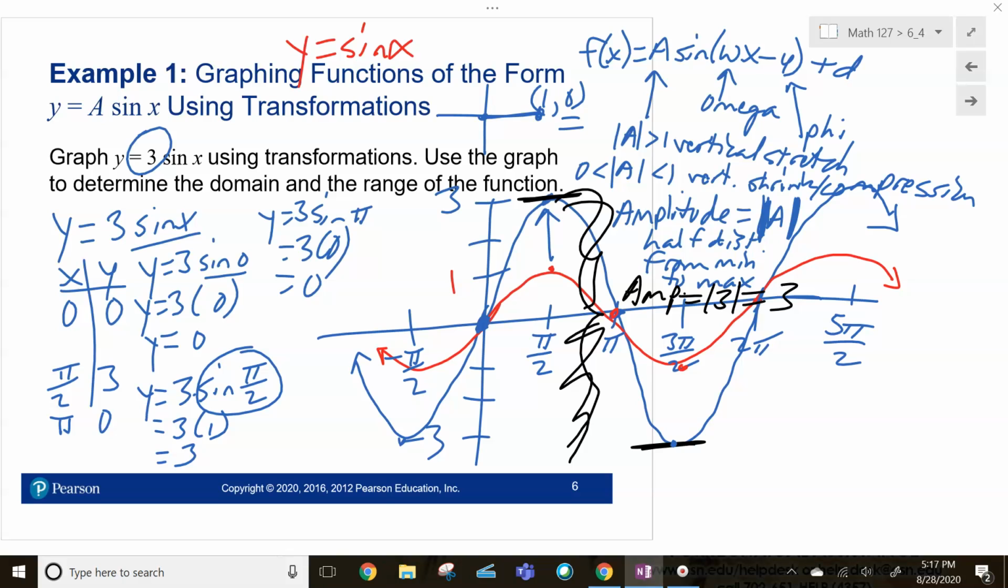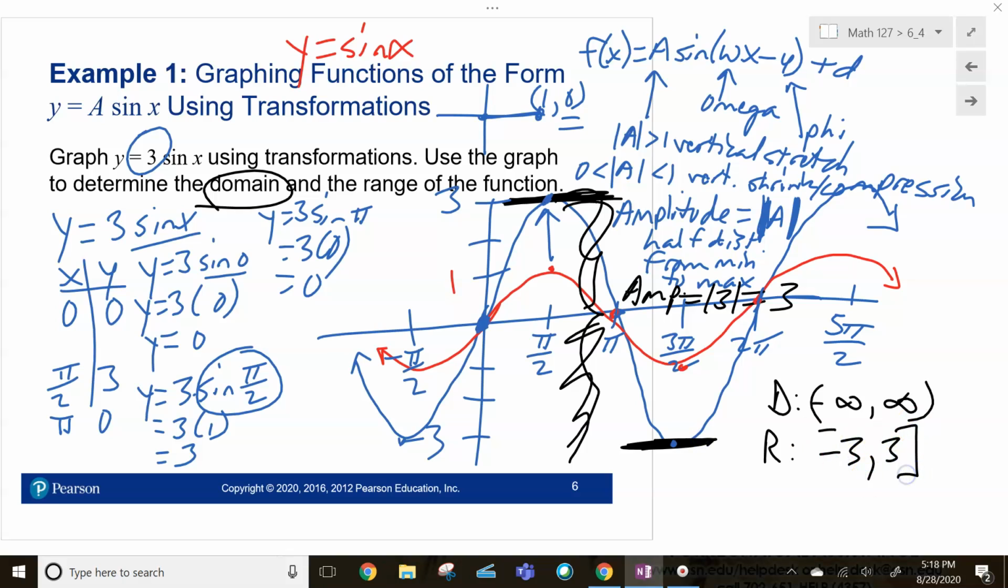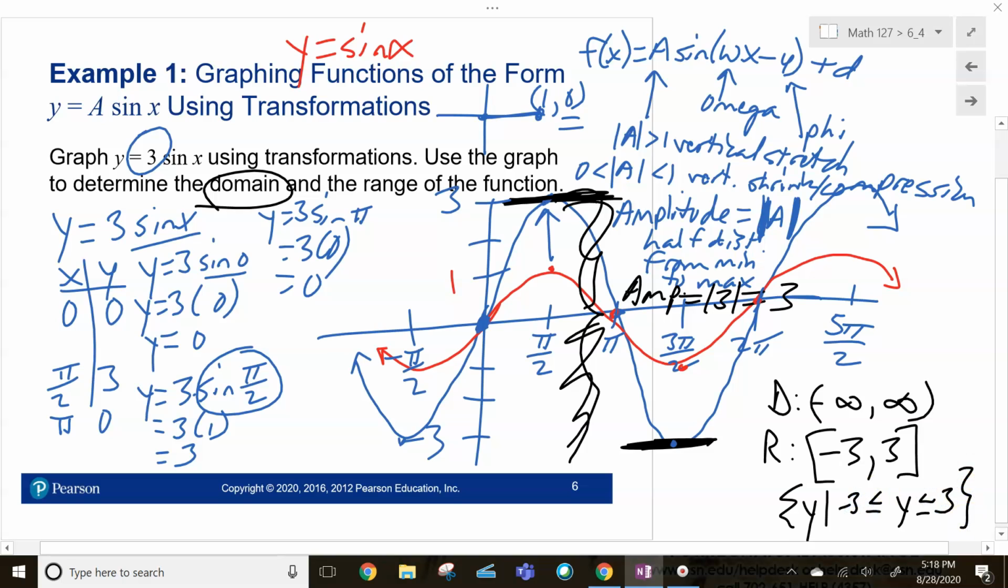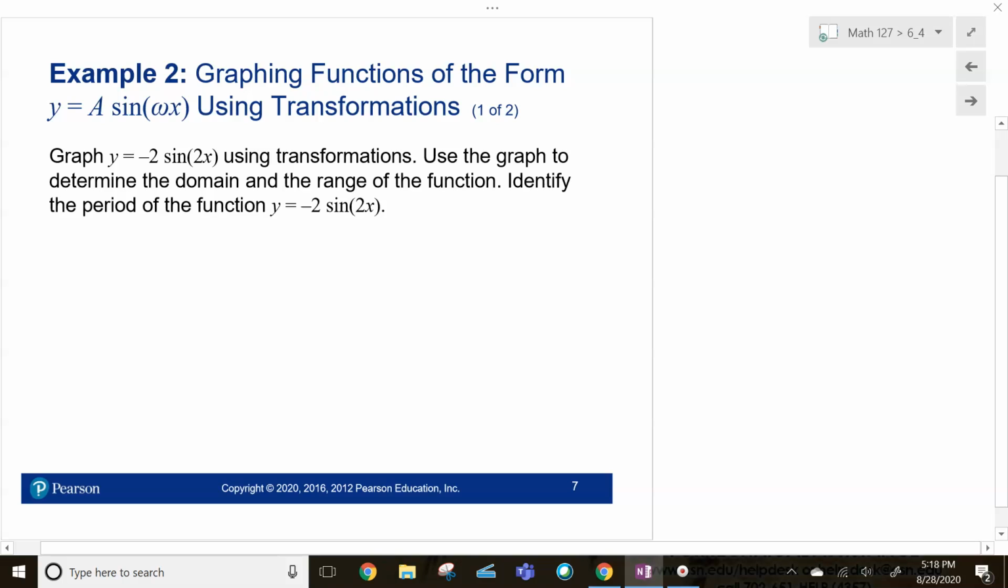Now the domain here is still all real numbers. You can plug anything in. So the domain is negative infinity to positive infinity. Range, on the other hand, goes as high as 3, as low as negative 3. Or you could say y such that y is less than or equal to 3 and greater than or equal to negative 3. That right there means such that, y such that. All right, how about what if we have negative 2 sine of 2x?